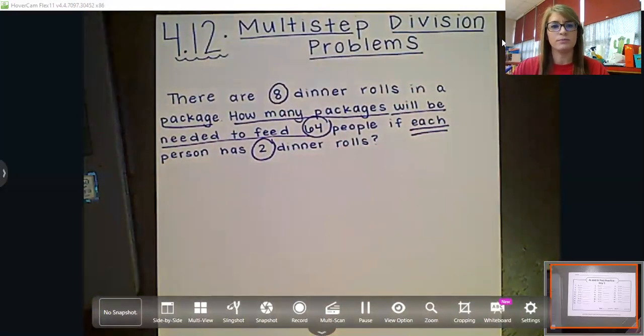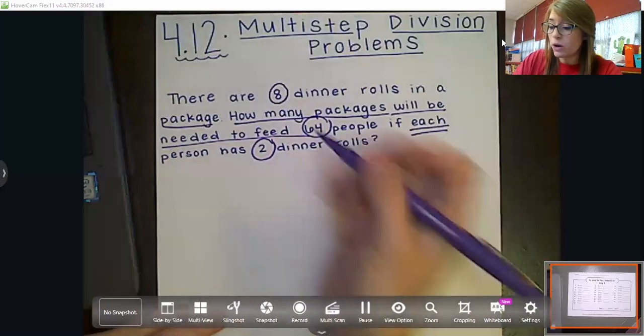What could we do? Oh, I think I heard someone say it. Did you say multiply? That's exactly what we're going to do. I know we're in a division chapter, but you know what? Sometimes in these multi-step problems, it's not always going to be the same operation. Sometimes we're going to have multiple operations, adding, subtracting, multiplication, division, all in the same word problem.